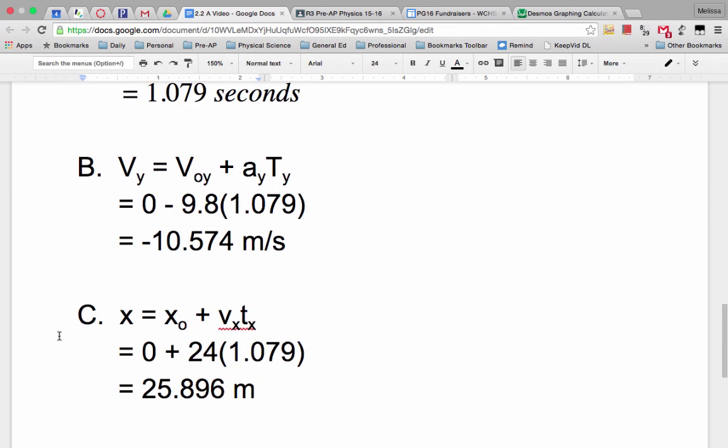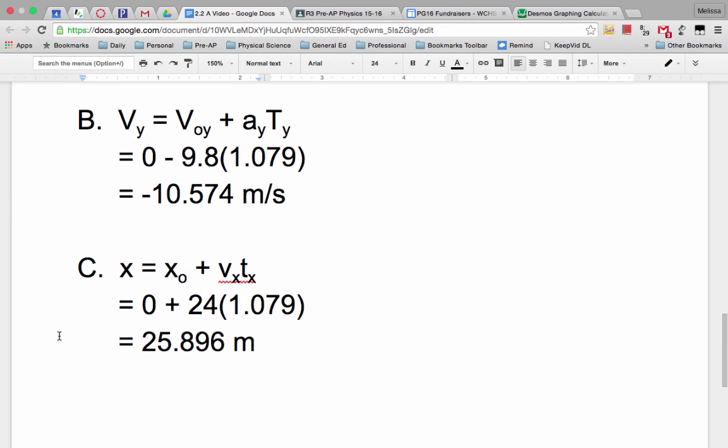Finally, how far away did it land? This is kinematic simple. X is equal to x naught plus vx tx. Remember that tx and ty are equal to each other. Remember that the vx is equal to the v naught x, which was given in the problem. So x is equal to 0 plus 24 times 1.079 to be 25.896 meters. That's how far away the marble would land.